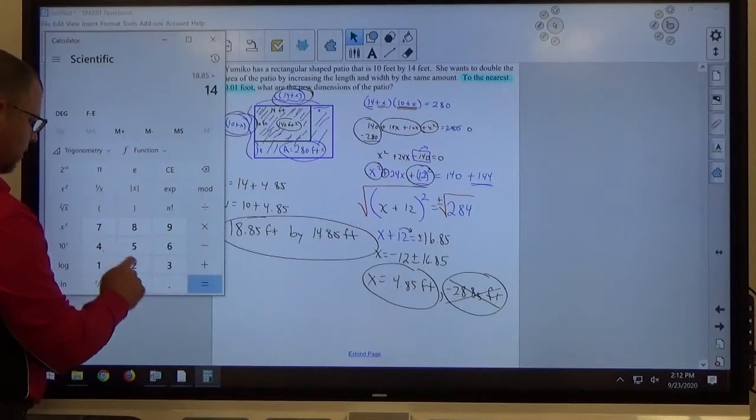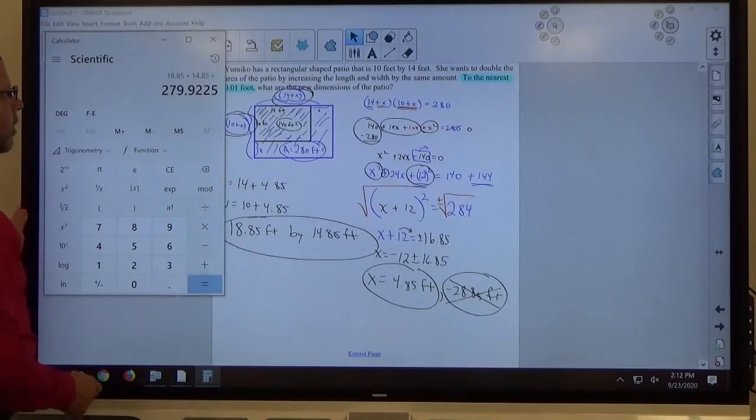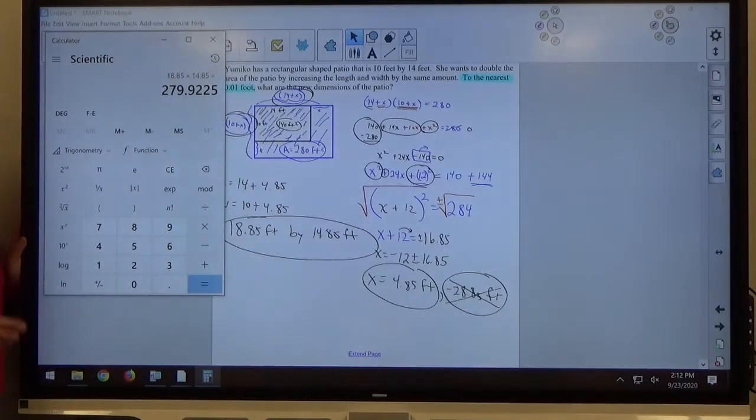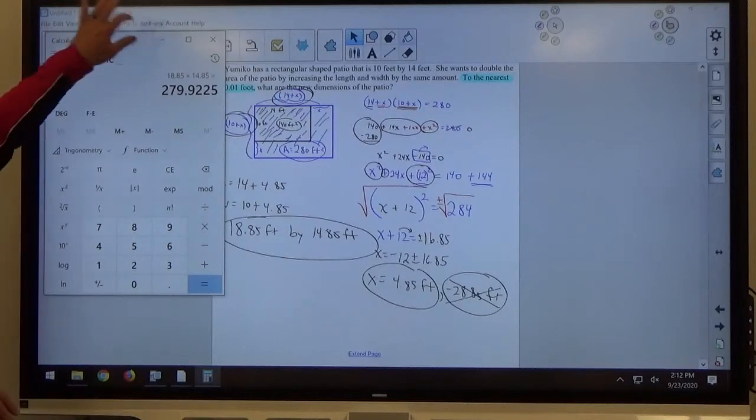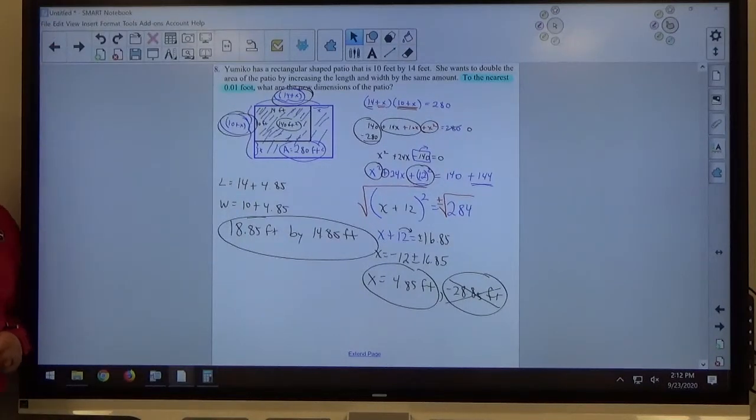18.85 times 14.85 equals almost 280. We rounded, so we're not exactly 280, right? Yeah, that's what happens. You round, you don't get to be exact. But again, that's what happens. So that's how you do that problem.